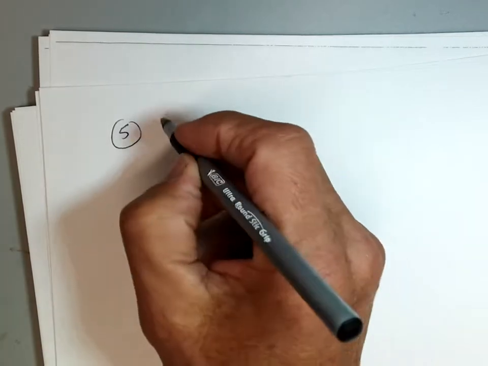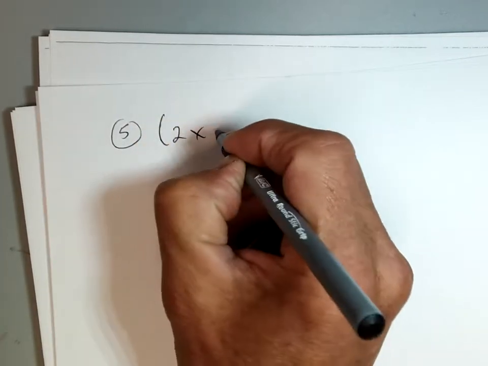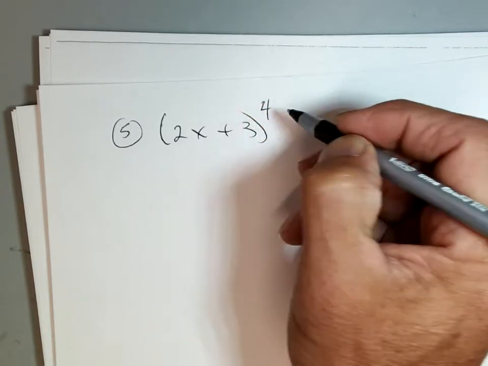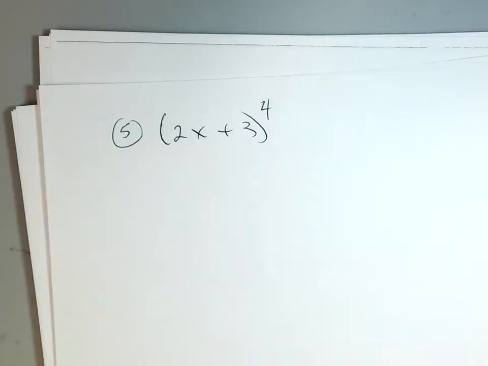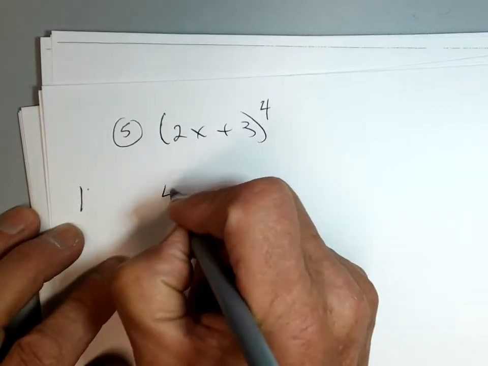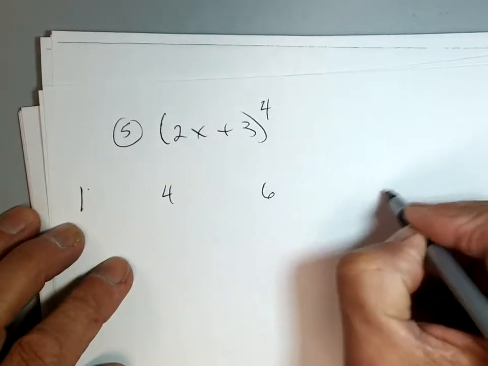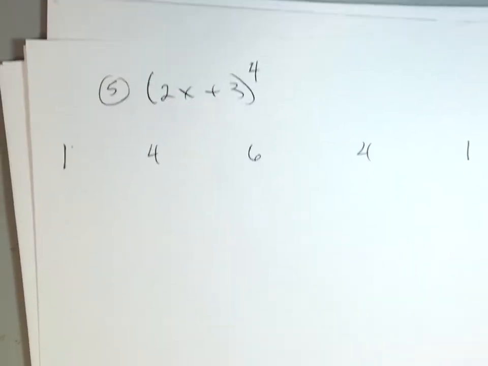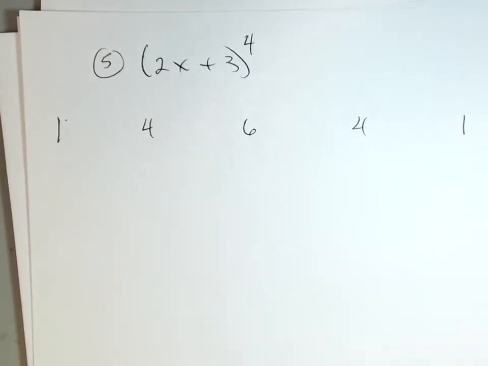I have 2x plus 3 to the 4th power. Okay? So, to the 4th power, 4th row of Pascal's triangle. Remember that? So it's going to be a 1, 4, 6, 4, 1. If you have Pascal's triangle, that's going to help you out, right? I just happen to have it right here. Pascal's triangle is right in my brain, but if you don't have it in your brain, you've got it in your notes, right?